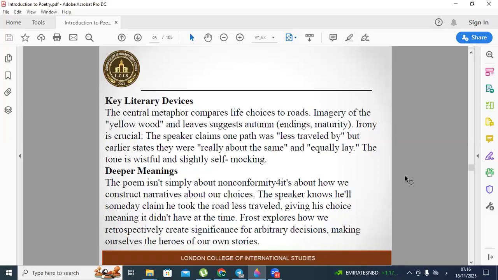The crucial literary device here is irony, saying one thing but meaning another, or presenting a gap between appearance and reality. The speaker claims one path was less traveled by in the final stanza, but earlier stated they were really about the same and equally lay in leaves that morning. This contradiction is the key to the poem. The tone is wistful and slightly self-mocking, especially with that ambiguous sigh in the final stanza. Is it satisfaction or regret? The poem doesn't tell us definitively.